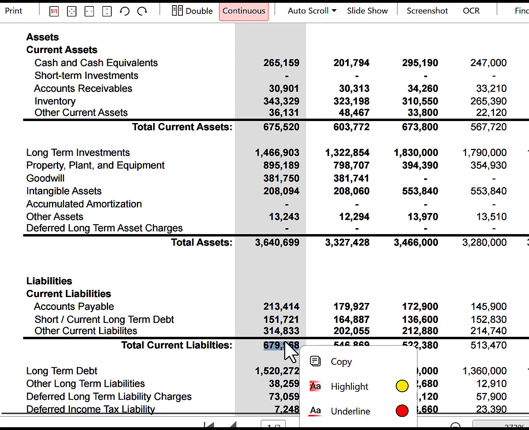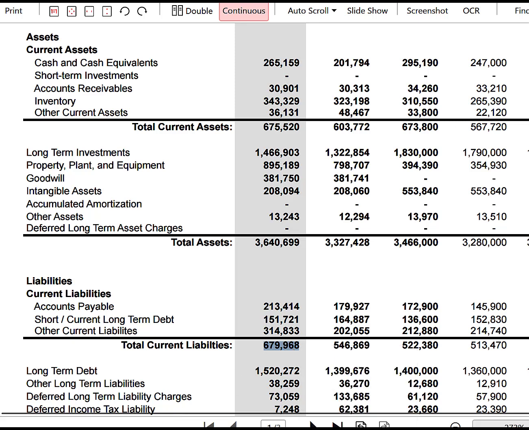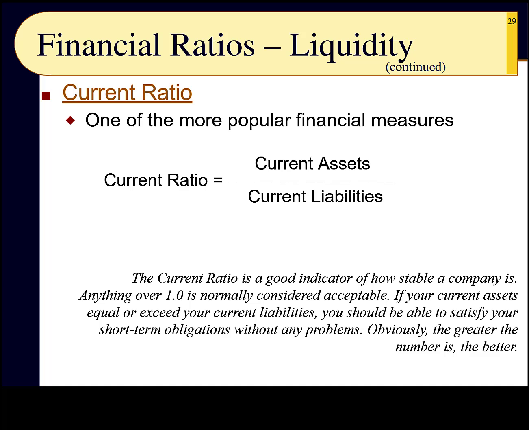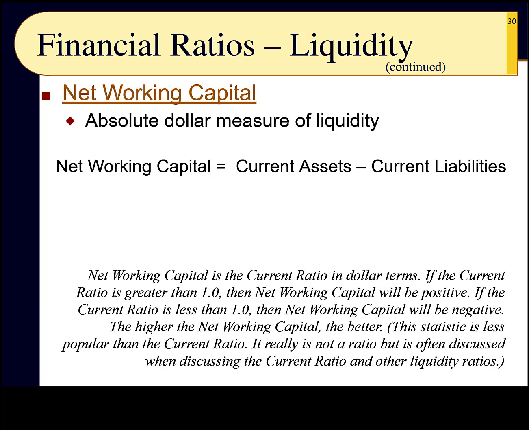Now, not much less, 0.993. So, it's pretty darn close to 1. So, yeah, we can pretty much be assured that Sprouts can pay their current liabilities. And so the next one is a bit of an off, it's a bit the black sheep.